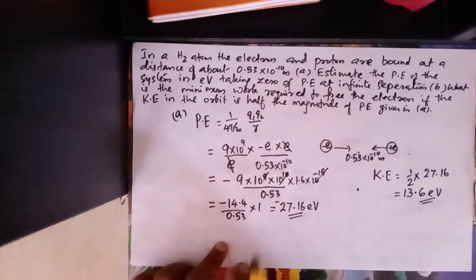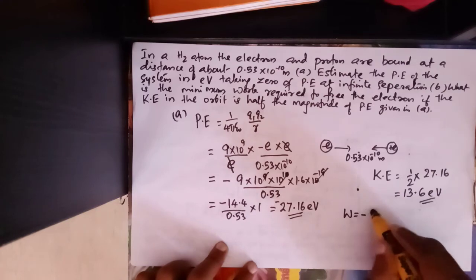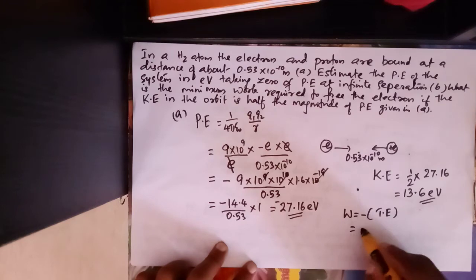Now we need to find the minimum work. So what will be the work? Work will be equal to negative of the total energy. We find the total energy. What is total energy?